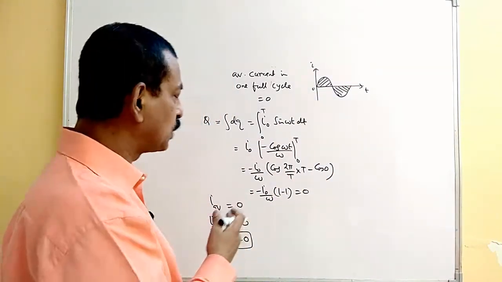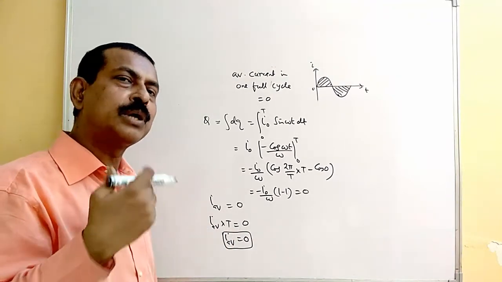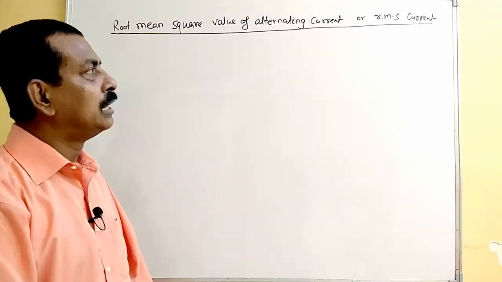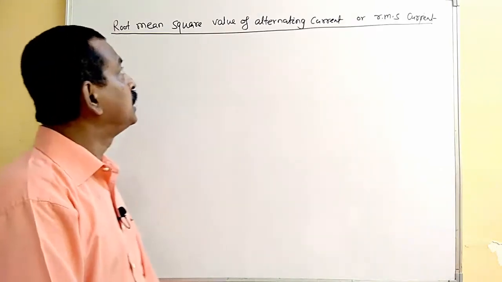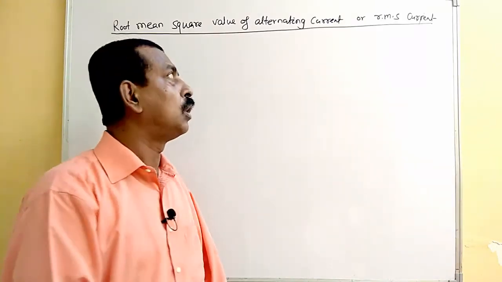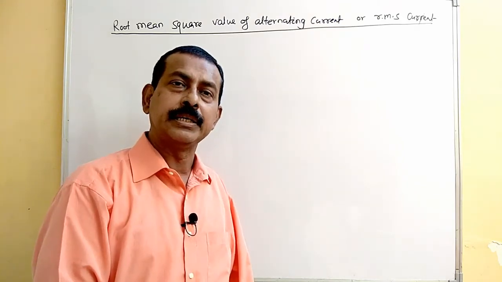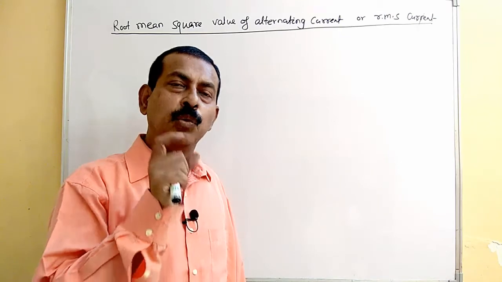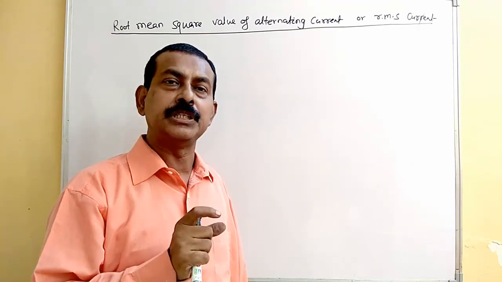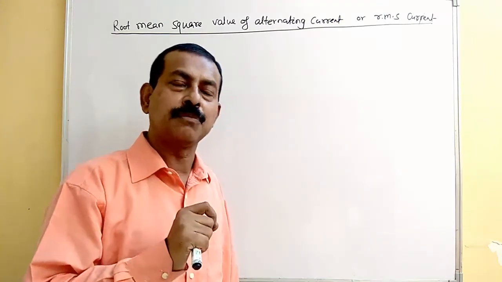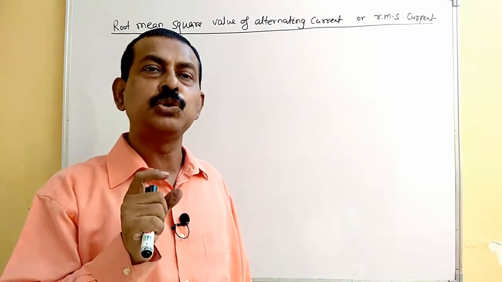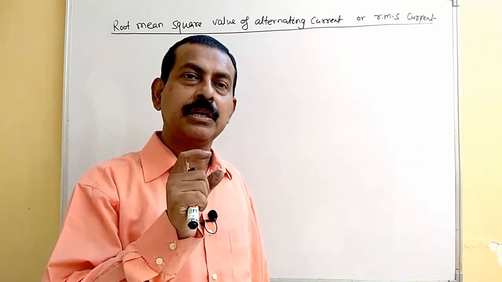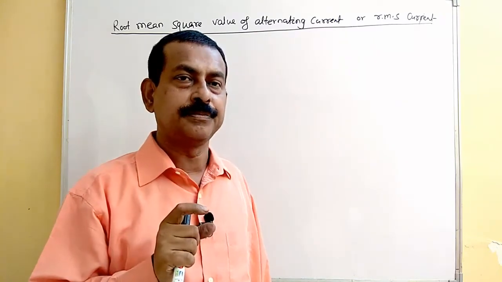So in that case, you can get the same expression that we got earlier for average alternating current. Let's now take the root mean square value of alternating current, or RMS current. It is the constant current which produces the same amount of heat in the same duration of time as produced by alternating current in the same resistor in one full cycle.